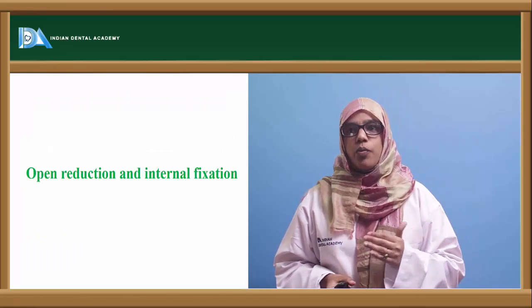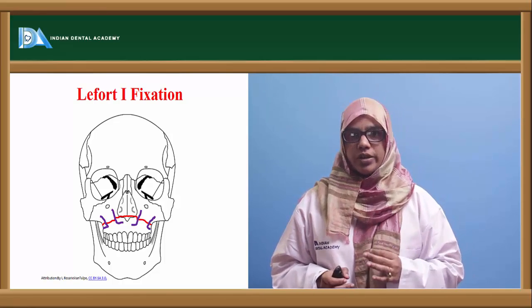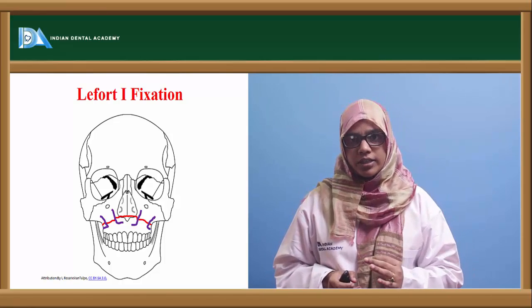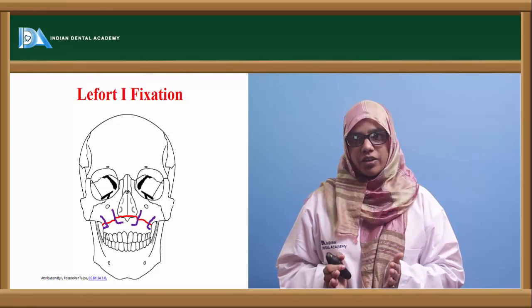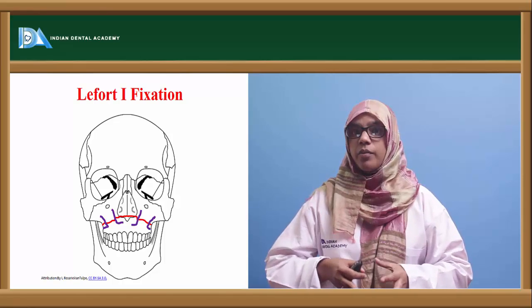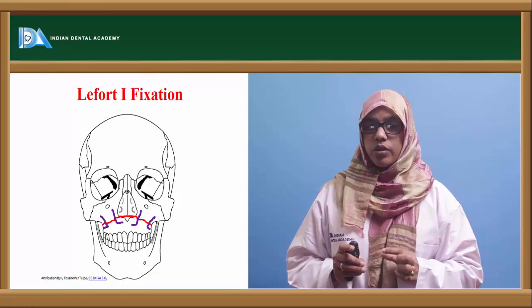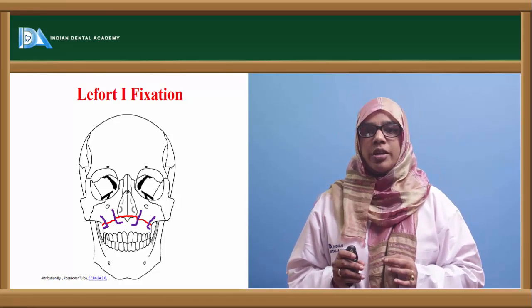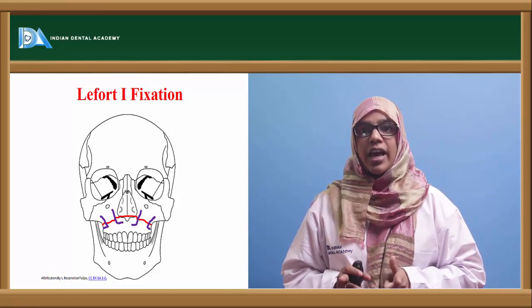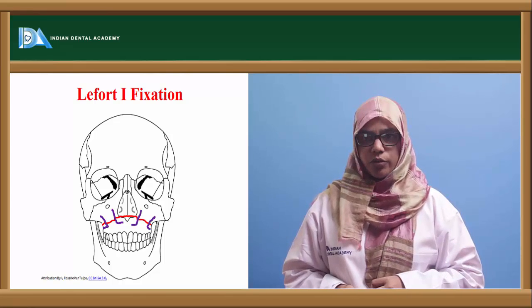Let's move on to open reduction and internal fixation. In case of Le Fort 1 fracture, you will give an intraoral incision, expose the fracture site, and you will do plating. Here our buttresses come into play. Okay, that is the two buttresses, vertical buttresses. You will put an L-shaped plate in the piriform aperture and in the buttress region, that is in the molar region, as you can see in the photograph.